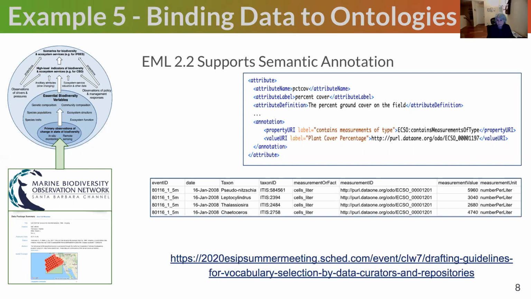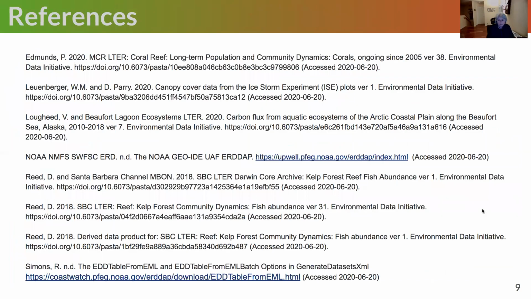EML supports annotations in other places as well. I want to pause here to mention that an ESIP session next week will draft guidelines for selecting vocabularies. This is not targeted specifically toward EML or toward domains which produce biological data. The ability to choose and trust a vocabulary is a much broader need. So that covers the basics of what you can do with EML. Here are the resources I talked about, including the data packages and the examples.